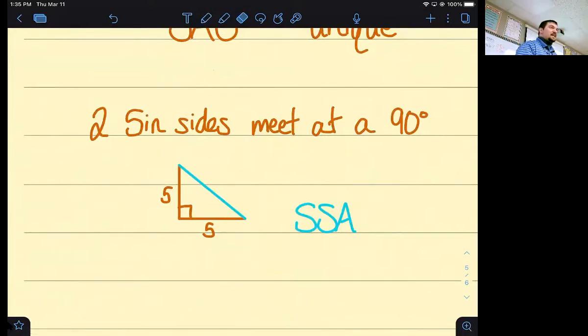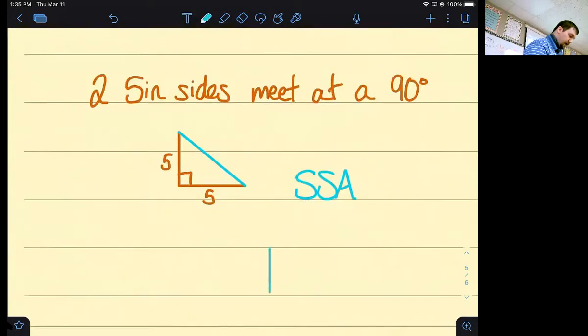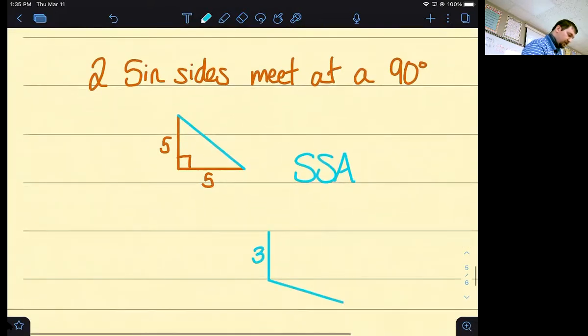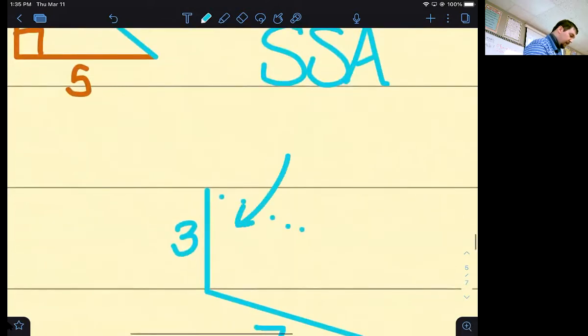So let's say I had side-side angle. So I knew this was going to be, we'll say 3 inches. This was going to be 7 inches. And I knew that this angle here had to be 45 degrees.